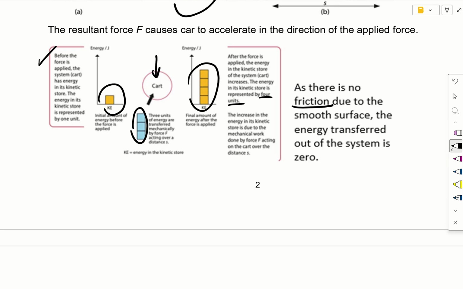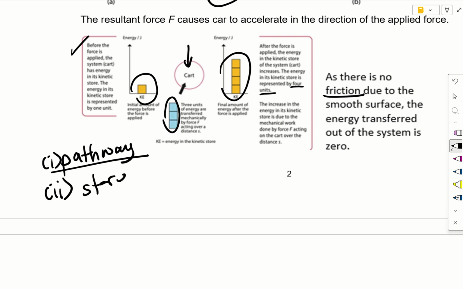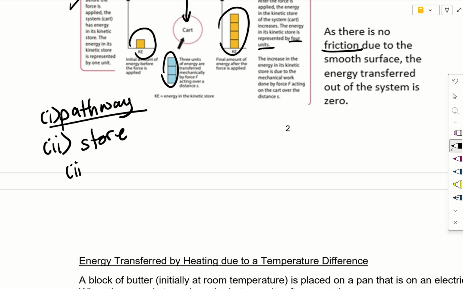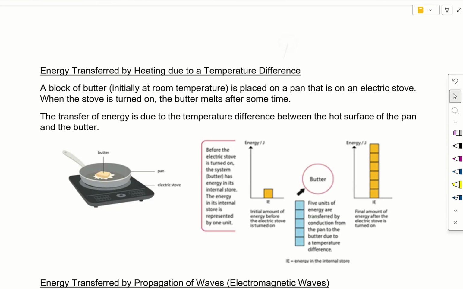Okay, so we need to talk about the pathways. When they ask you to describe how energy is being transferred, you need to talk about the pathway. You need to talk about the store to which the energy is being transferred, and you need to talk about the owner of the store. Who owns the store? Okay, let's move on to the next example.